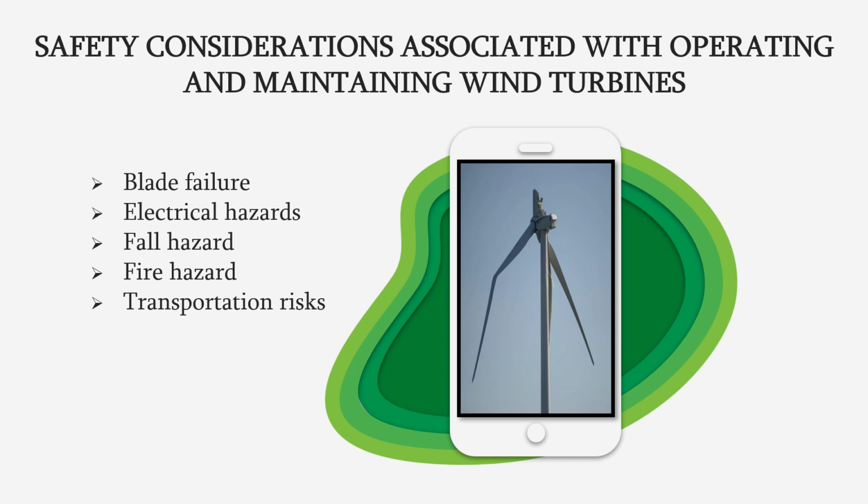Electrical hazards are another safety concern associated with wind turbines. Wind turbines generate high voltage electrical power which can be deadly if not handled correctly. Electrical hazards can result from faulty wiring, equipment failure, or contact with live wires.